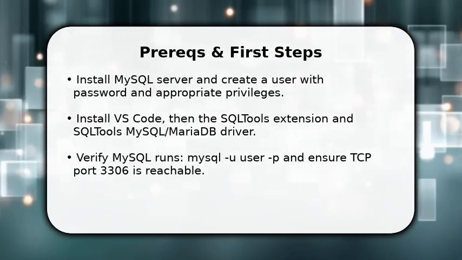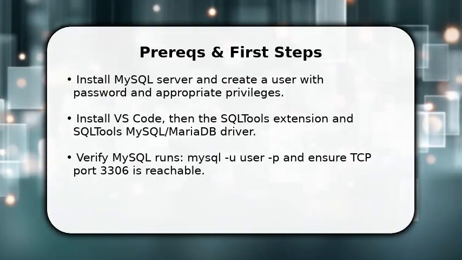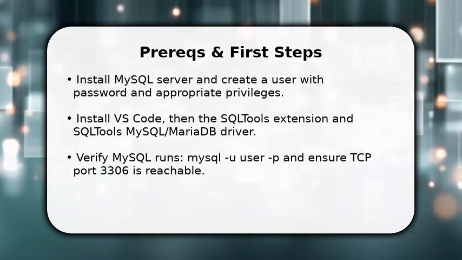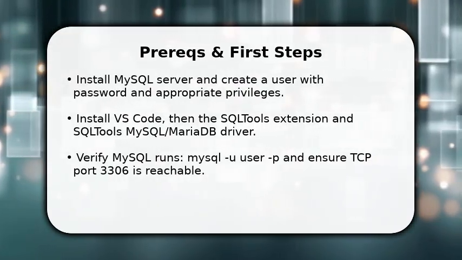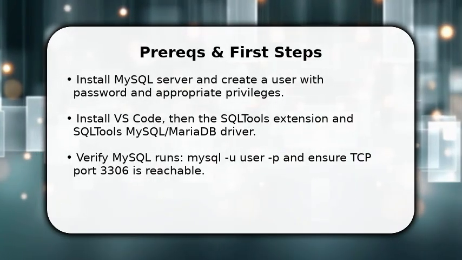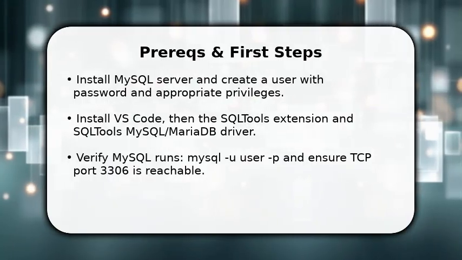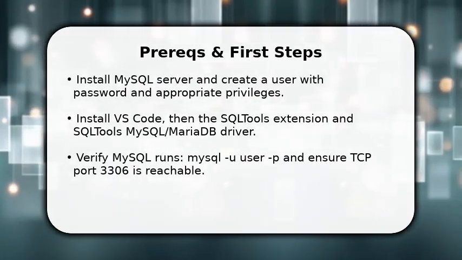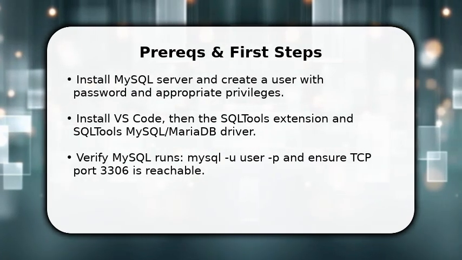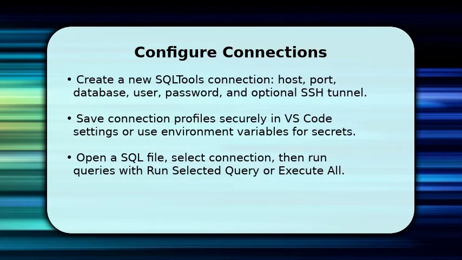Next, install Visual Studio Code and add SQL tools plus the MySQL driver so the editor can speak SQL. Once done, test the server locally with MySQL user P and confirm port 3306 is open. This first set of steps ensures VS Code has the tools and a live database to connect to before you configure projects. Now set up detailed connection profiles and learn how to run queries from VS Code.